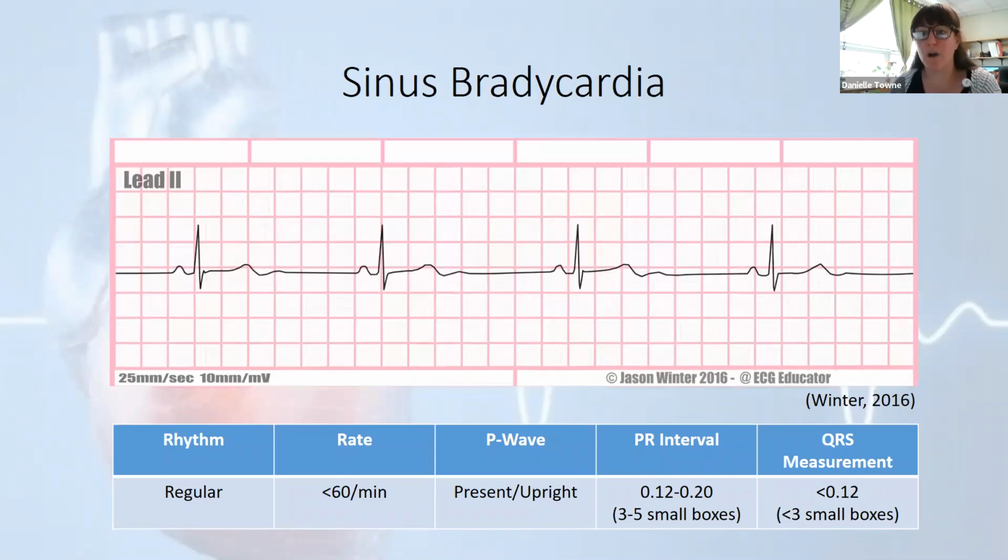All right, sinus bradycardia. So that occurs when the sinoatrial node fires at a rate of less than 60 beats per minute. But we know that the origin is still the SA node, even though it's less than 60, because of the normal P wave and the normal PR interval. You can see here our rhythm is regular, our rate will be less than 60, our P waves are still present and upright, PR interval is anywhere from 0.12 to 0.2 seconds, and our QRS complex is less than 0.1.